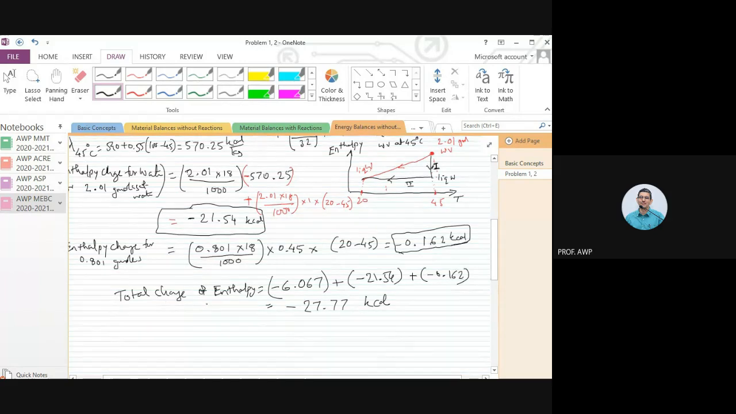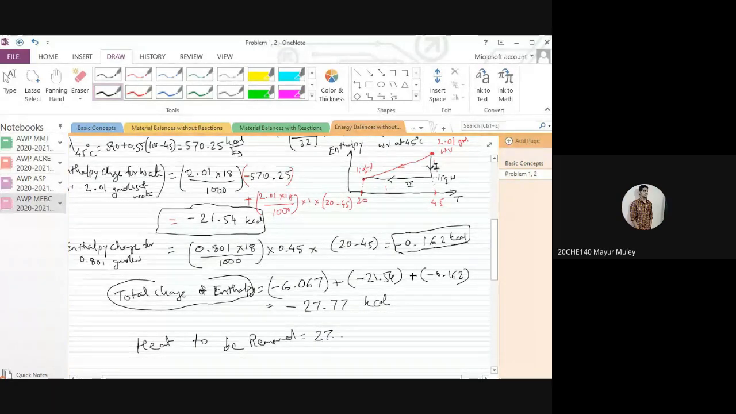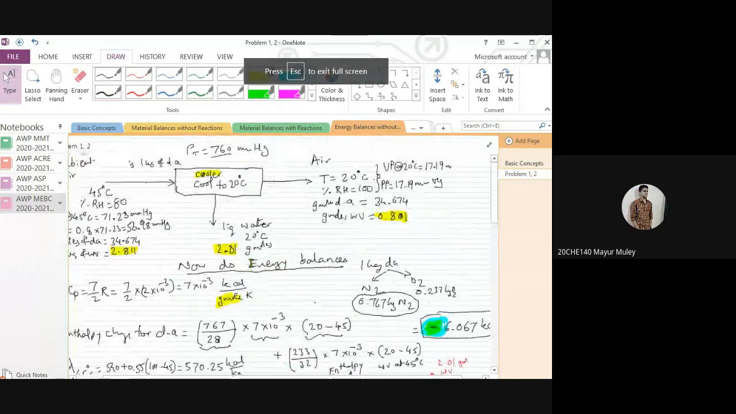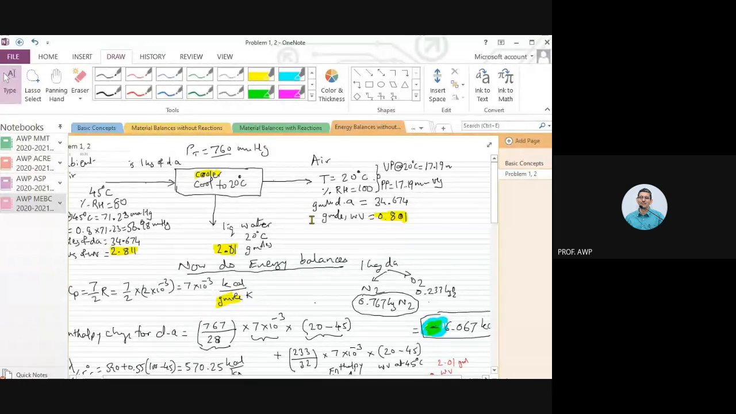So that's the change in enthalpy. This means the heat to be removed is just 27.77 kilocalories. If I remove 27.77 kilocalories of heat, I will do this operation. Thank you, Mayur. Any other doubt? No, sir.